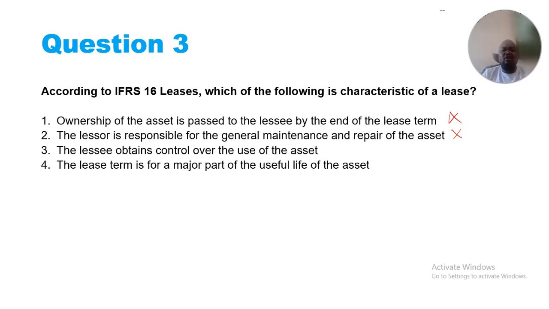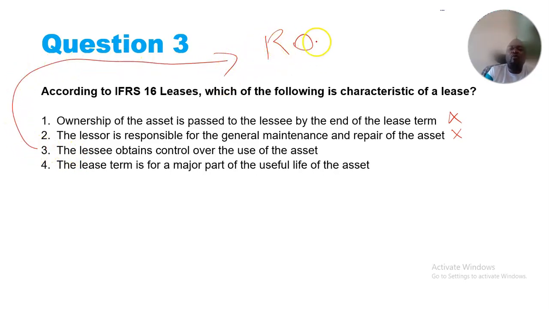3, the lessee obtains control over the use of the asset. Yes, this is a characteristic of a lease, because remember we recognize a right of use asset, which means that right is linked to the control over the use of the asset. If the terms do not give you the control power, then that's not a lease. So our answer is 3.